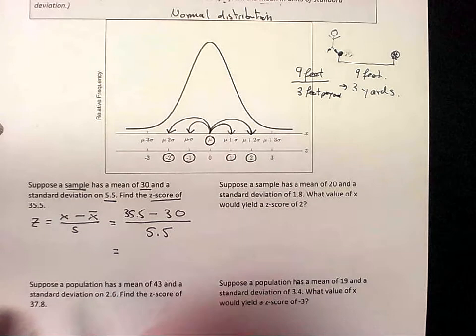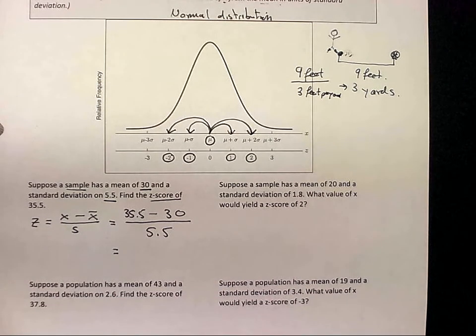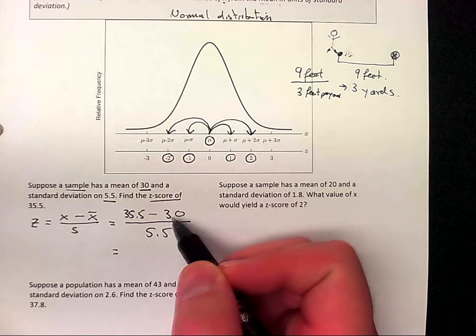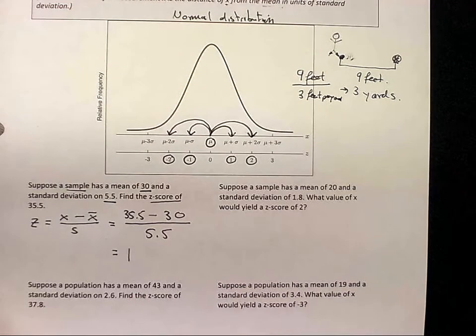If you do this arithmetic, what do you end up with? 1. Because 35.5 minus 30 is 5.5. Then 5.5 divided by 5.5 is just going to give us 1. Everybody good with this? So you have a z-value of 1. Say that differently in the context of this problem. Good. That 35.5 is 1 standard deviation above the mean. Right, is everybody good with that?